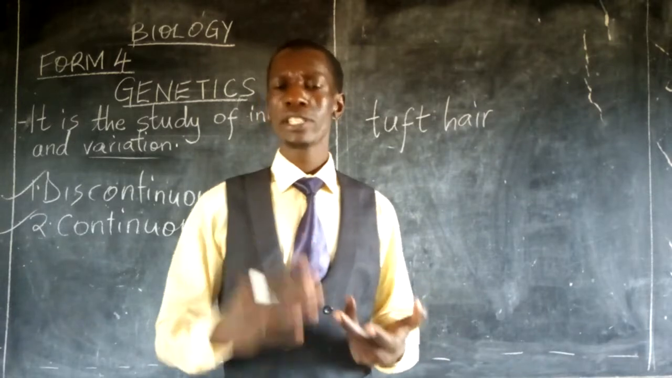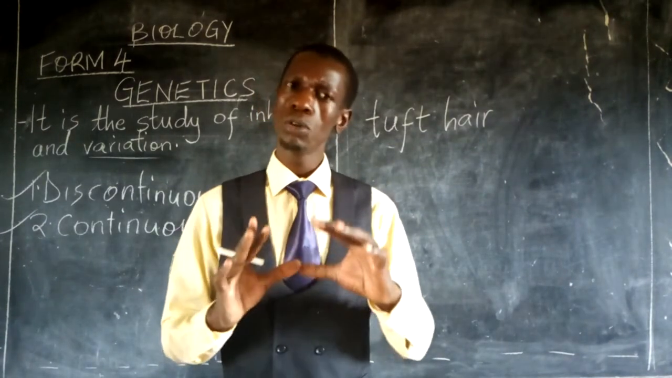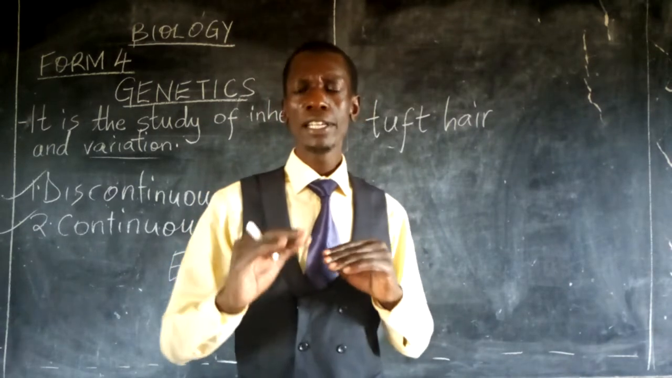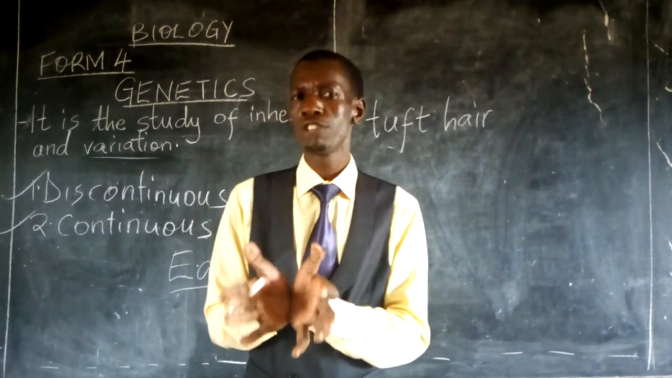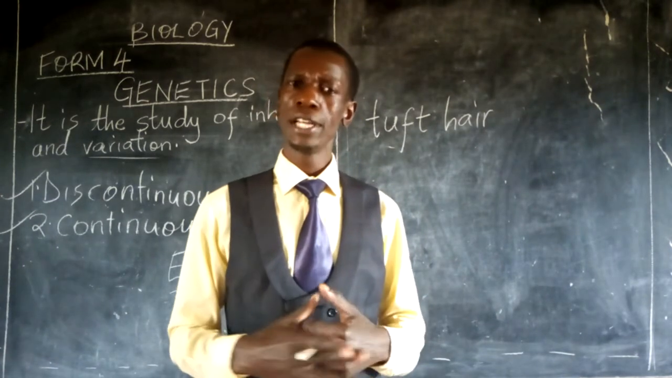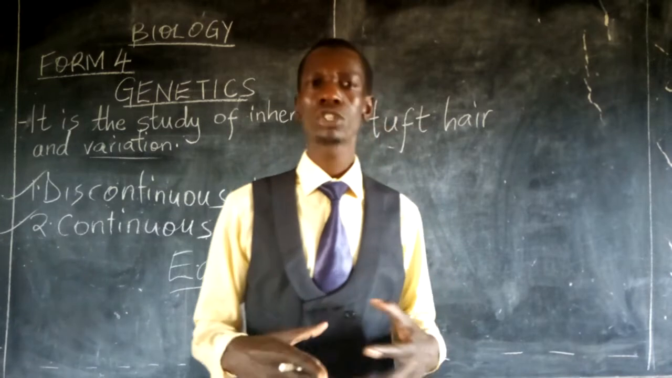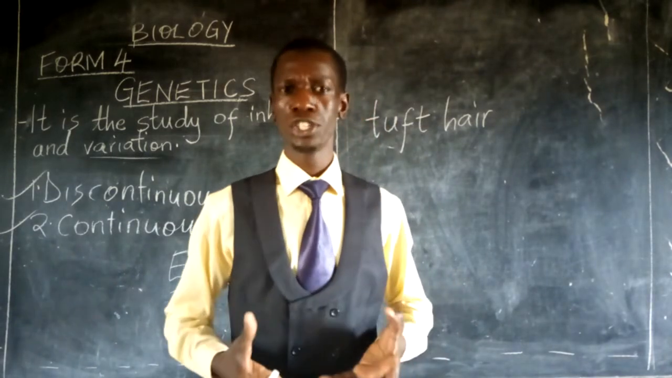Another example is skin color. When you take several individuals and try to look at their skin colors, you'll find that there are some slight differences between these individuals as far as the skin color is concerned. And another example of continuous variation is weight.